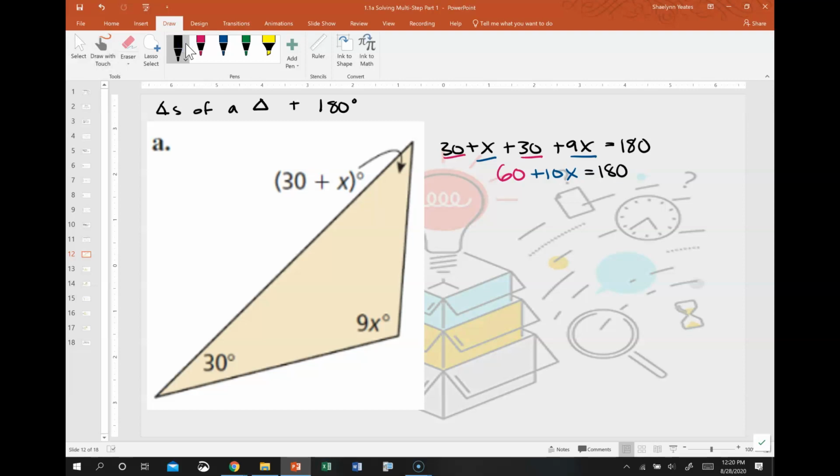equals 180. From here I can then subtract my 60, because this is a positive 60, or it's adding to 10x. So if I subtract it, I'm undoing that. And I get 10x equals, then 180 minus 60 is 120. Then if I divide both sides by 10, I get x equals 12.